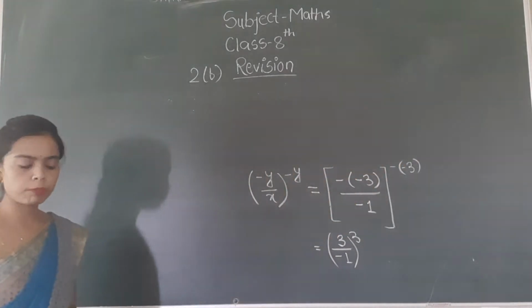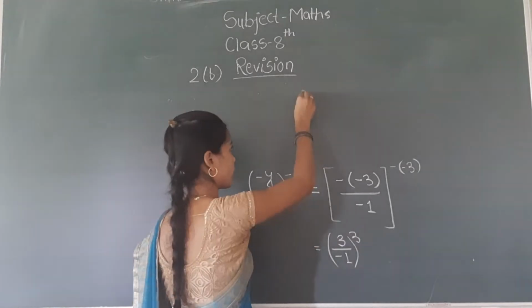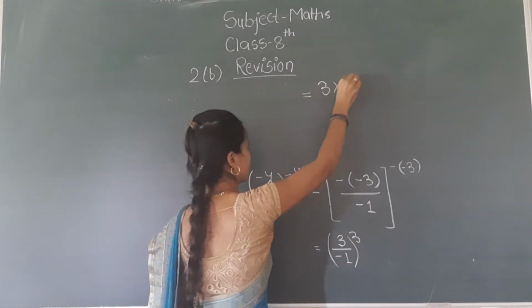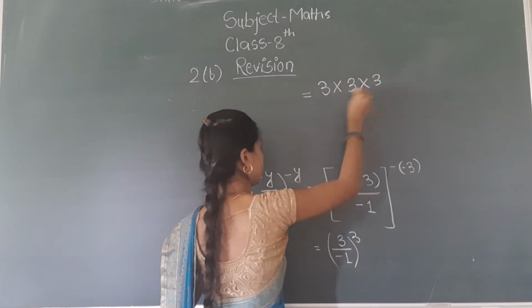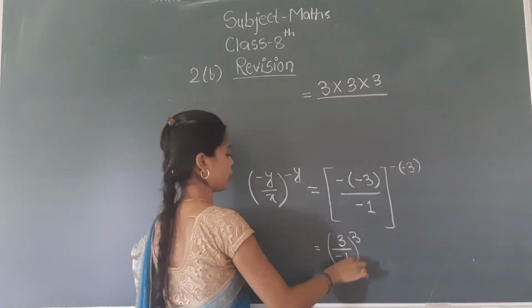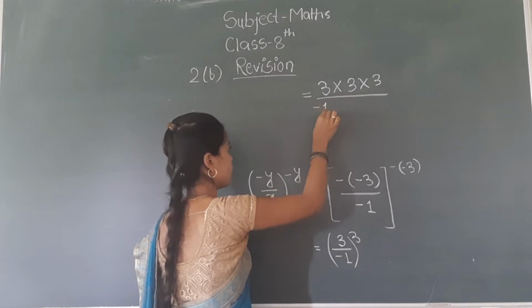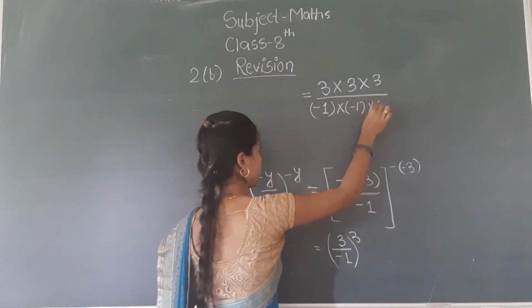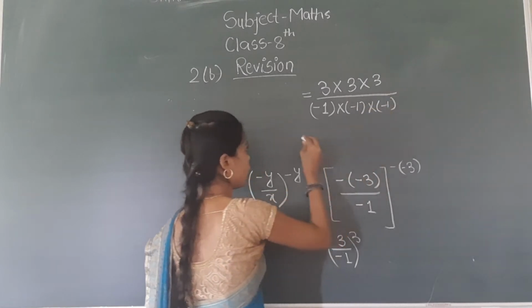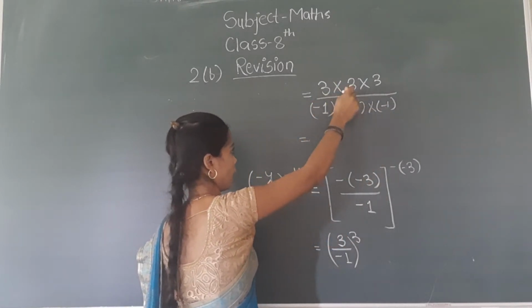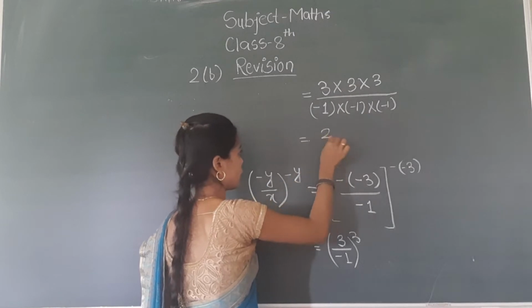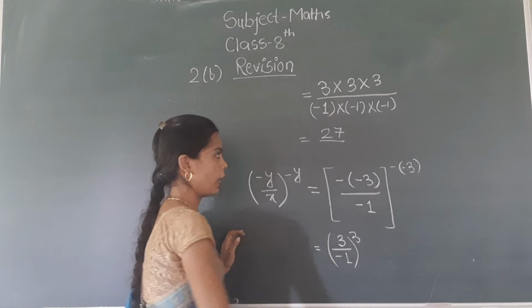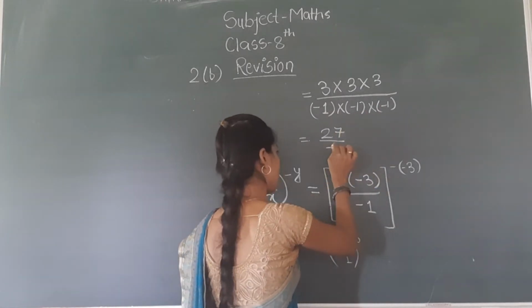Now what is your next step? You have to expand it. So 3 raised to the power 3, that is 3 into 3 into 3, and in the denominator it is minus 1 raised to the power 3. So it is minus 1 multiplied with minus 1, again multiplied with minus 1. So 3 threes are 9 and 9 threes are 27, and in the denominator, minus 1 into minus 1 is plus 1, and plus 1 into minus 1 is minus 1.